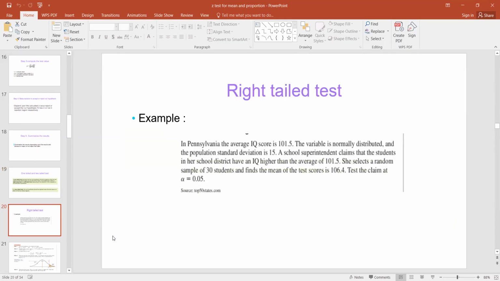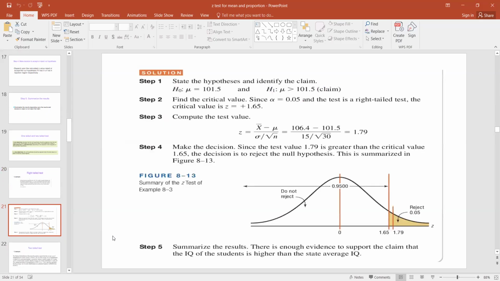This is an example of a right-tailed test. In Pennsylvania, the average IQ score is 101.5. The variable is normally distributed, and the population standard deviation is 15. A school superintendent claimed that the students in her school district have an IQ higher than the average of 101.5. She selects a random sample of 30 students and finds the mean of the test score is 106.4. Test the claim at alpha equal to 0.05.